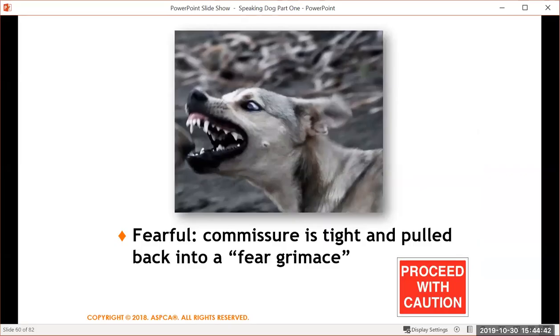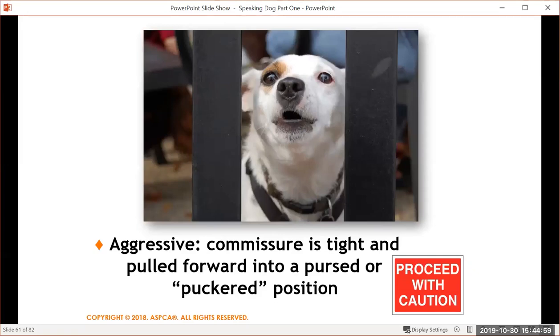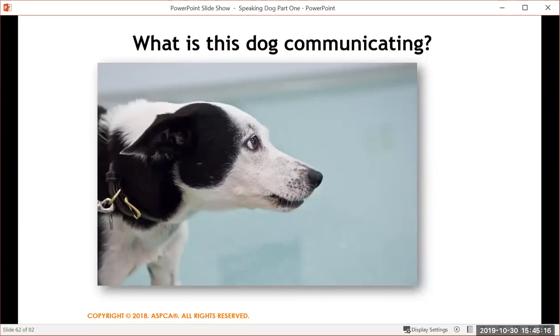A fearful dog, that commissure is going to be tight and pulled back into what we call a fear grimace. And obviously, an indication of defensive aggression. You want to proceed with caution. When the commissure is tight and pulled forward, we say the lips are pursed or puckered, and that's much more consistent with offensive aggression. Let's look at a few pictures here of faces. I realize we're running out of time, so we're going to do this fast. So take a look at this dog and think about what you see.